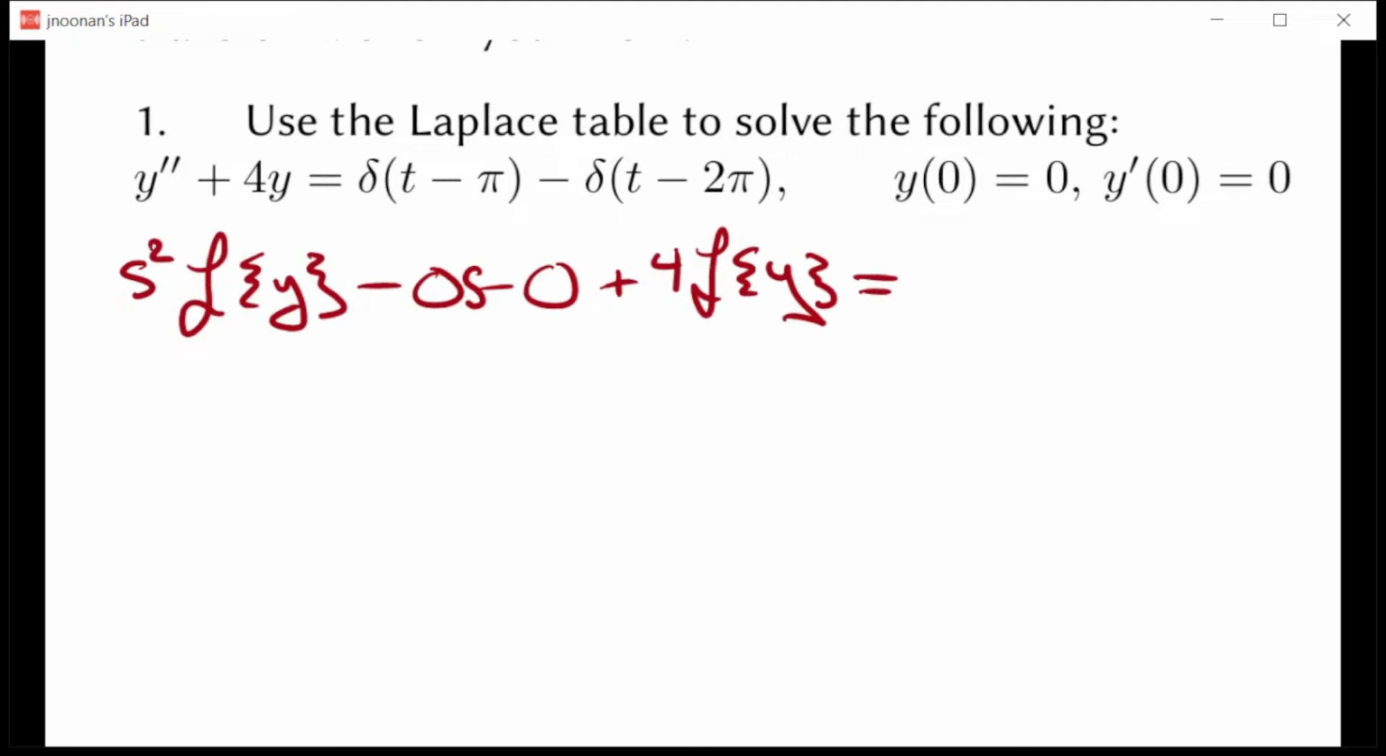Megan, do you know what the Laplace transform of this first Dirac delta function is? Yeah, that's it. I mean, it's that simple. There's nothing weird going on.